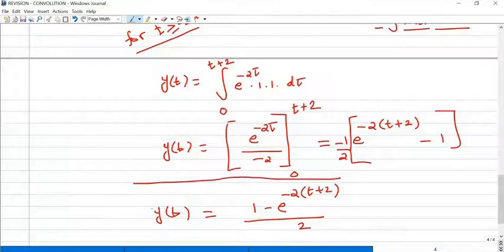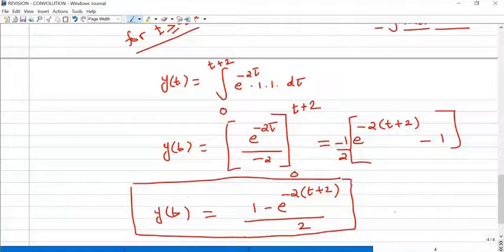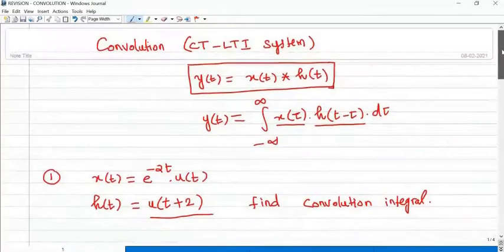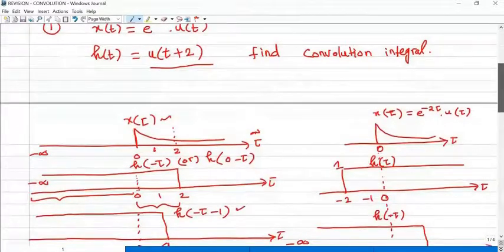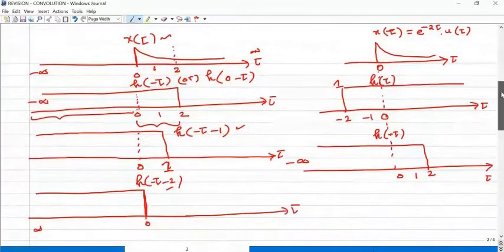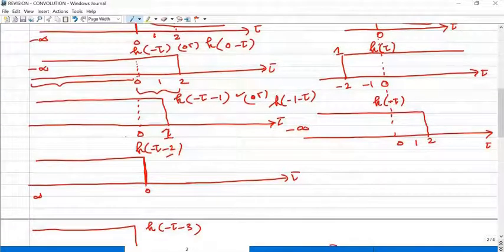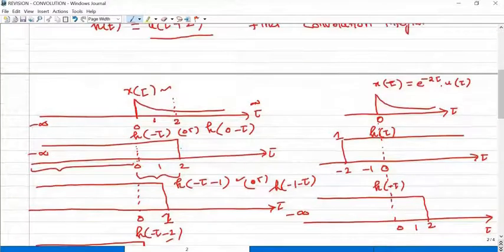This is valid for, and you have to write this very clearly, when t is greater than or equal to minus 2. Otherwise 0. This way you have to solve this continuous time convolution problem. Any kind of problem, this is the procedure, the graphical method. X of tau, h of minus tau, that is at t equal to 0. H of minus tau is equivalent to h of 0 minus tau. Now substitute t equal to 1, so h of minus 1 minus tau. Then substitute t equal to minus 2 and check at what value of t your y of t becomes 0. That point you have to identify. And further check for right shift also.